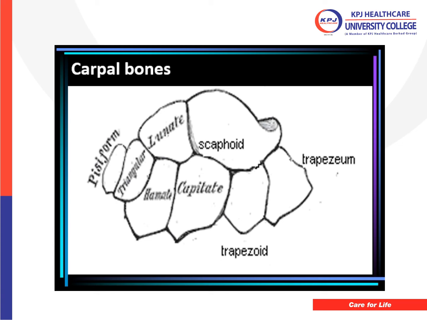Before this, I learned an acronym: She looks too pretty, try to catch her. For example, she is scaphoid, looks is lunate, too pretty is trapezium and trapezoid, try to catch her is triangular, capitate and hamate. P, I don't remember. But there is an acronym for you to remember, which is easier.